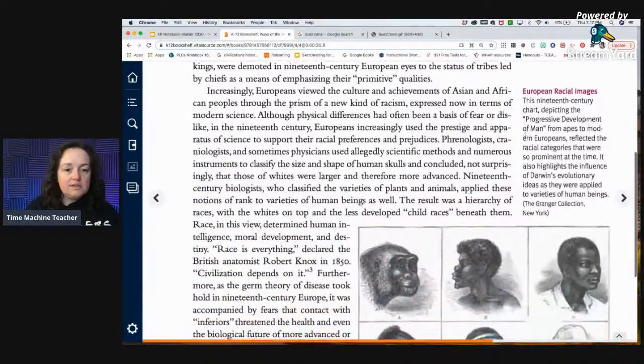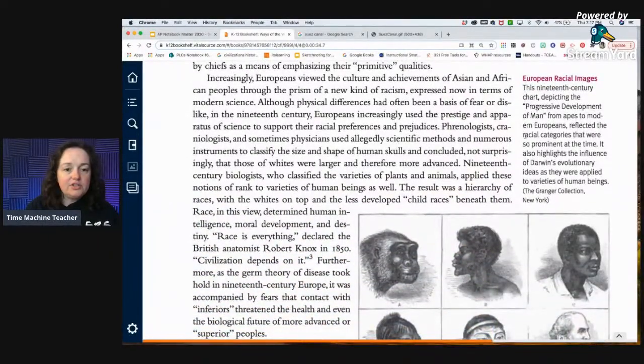And then let's look and see what we can find more about this question. It says, increasingly, Europeans viewed the culture and achievements of Asian and African peoples through the prism of the new kind of racism expressed now in terms of modern science. Although physical differences had often been a basis of fear or dislike, in the 19th century, Europeans increasingly used the prestige and apparatus of science to support their racial preferences and prejudice.